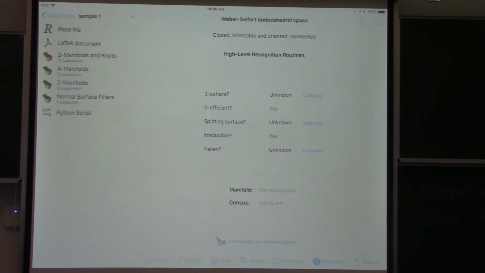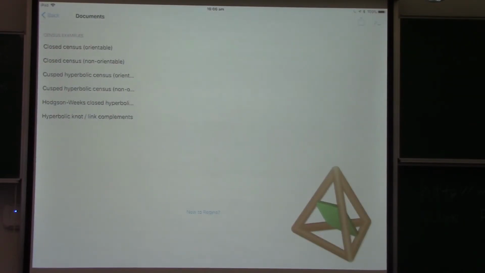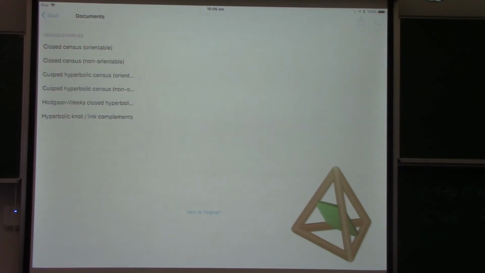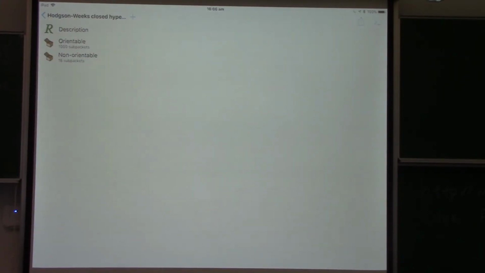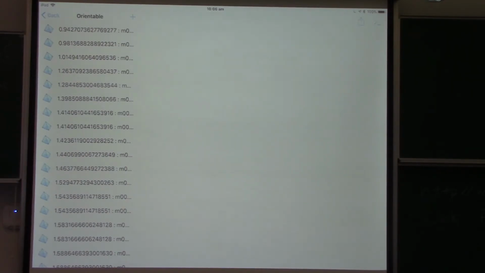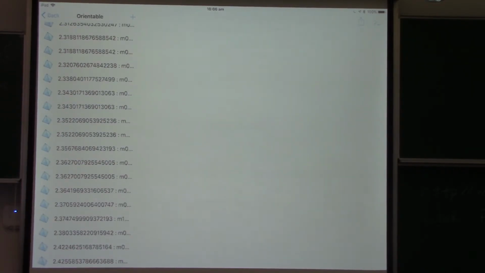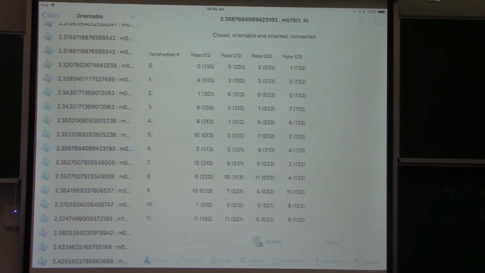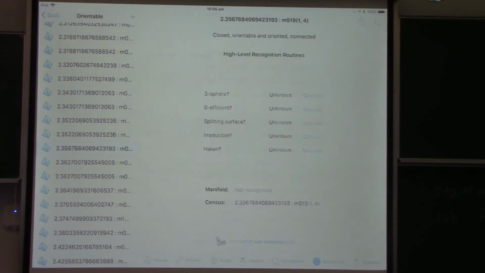Let's pull up the Hodgson-Weeks census and do some more Haken testing. So here's your census. Here are some of the censuses that ship with Regina that you can actually get at as a data file. There are more censuses that it will look up, but some of them it actually ships and lets you explore. So let's go to the Hodgson-Weeks census, where there's one that I know is non-Haken, 2.35. It has 12 tetrahedra.